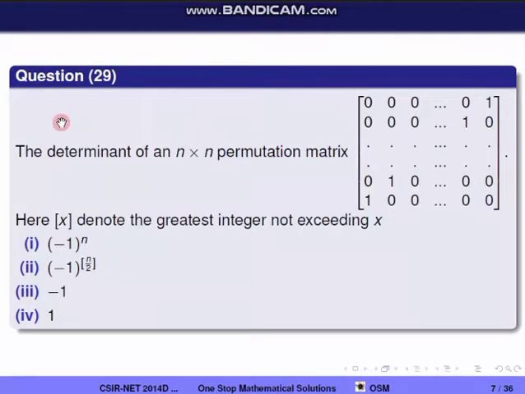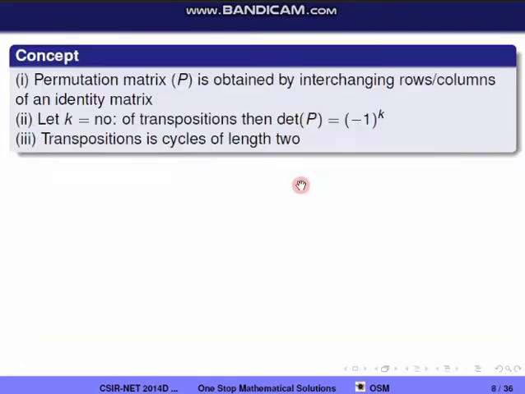Next question, question 29. The determinant of an n cross n permutation matrix with rows 0, 0, etc. up to 0, 1; 0, 0, etc. up to 1, 0, etc.; up to 0, 1, 0, etc.; up to 0, 0, 1, 0, 0, etc.; up to 0, 1. Here the bracket notation denotes the greatest integer not exceeding x. So they have given a permutation matrix here. We have to find its determinant. We look into the concept used.